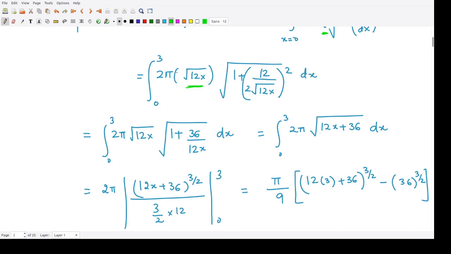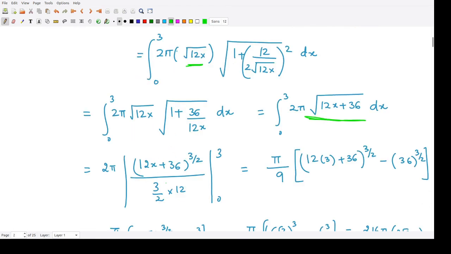Now how to perform the integration of this term? Having power 1 by 2, its value would be the power 3 by 2 divided by this power 3 by 2, and then you will also multiply by the coefficient of x here, with limits varying from 0 to 3.